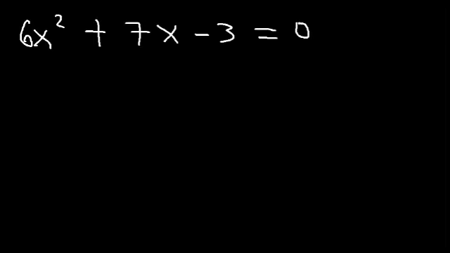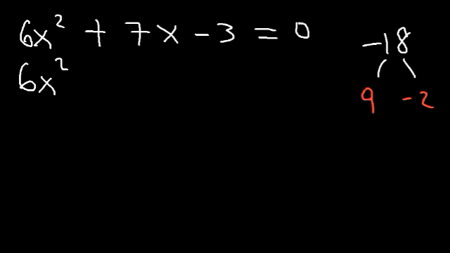Let's try another problem like the last example. 6x squared plus 7x minus 3 is equal to 0. So solve this quadratic equation by factoring and by using the quadratic formula. So the leading coefficient is not 1, so we need to multiply 6 and negative 3. 6 times negative 3 is negative 18. Now what two numbers multiply to negative 18 but add to the middle term 7? This is 9 and negative 2. 9 times negative 2 is negative 18, but 9 plus negative 2 is 7.